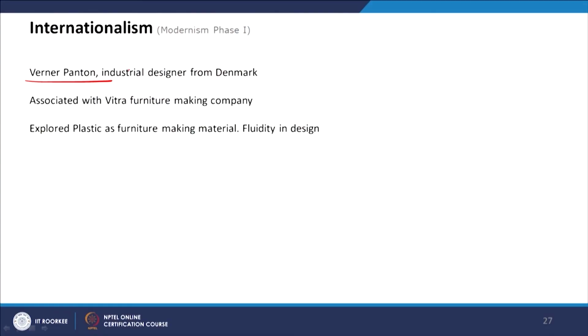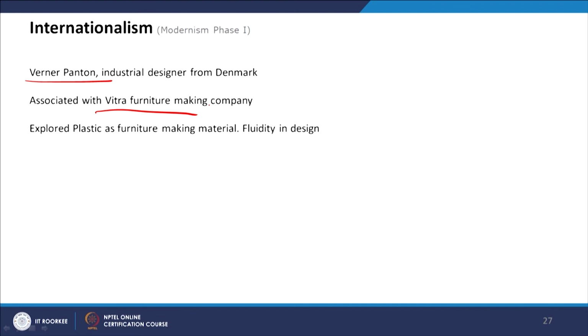Now Verner Panton is one of the famous designers, and again Panton's chair, some of the examples will fall under internationalism, and some will be under streamlining. So it's not a different movement, it goes hand in hand. He was associated with the Vitra Furniture Company, another famous company, and he explored mostly plastic as a furniture making material, and also added fluidity in design, which is closer to the streamlining phase, but also a late modern designer. When he's using plastic, this fluidity of the plastic comes as an element, and it's quite different from the internationalist look. So we'll see some examples.